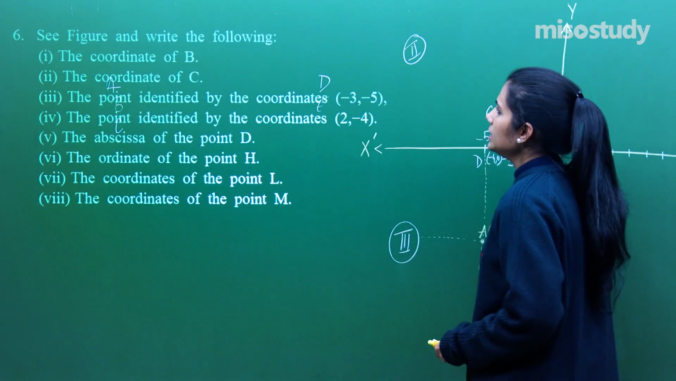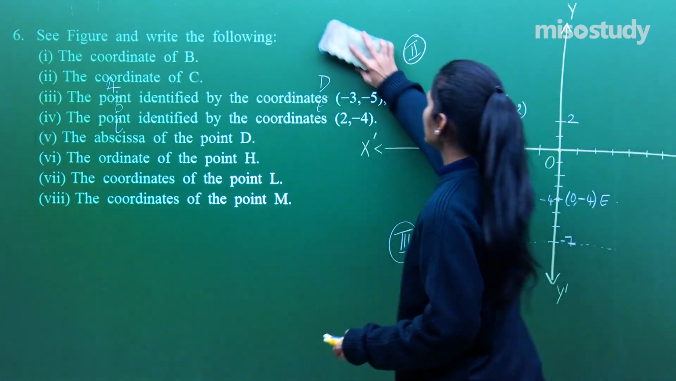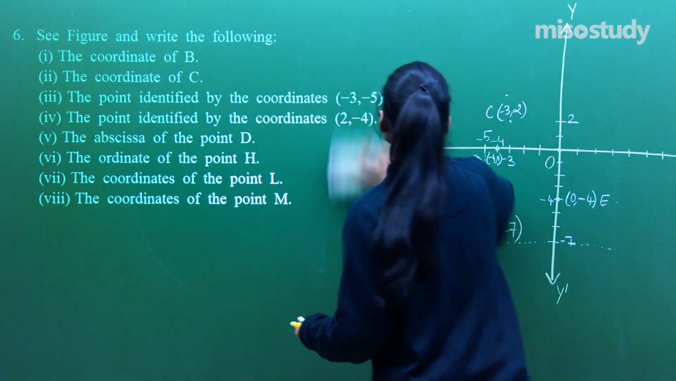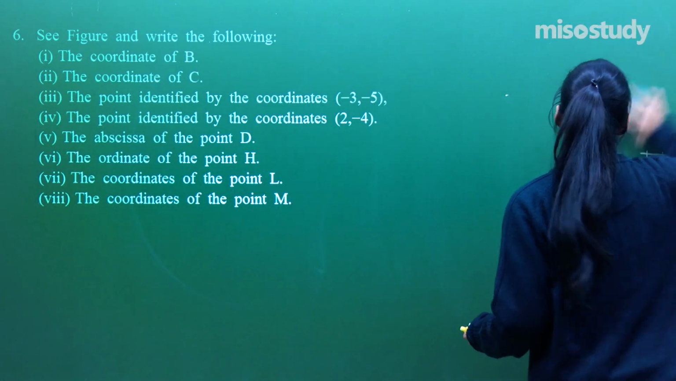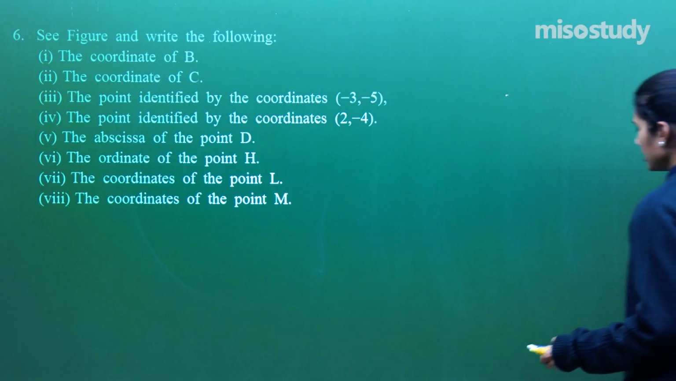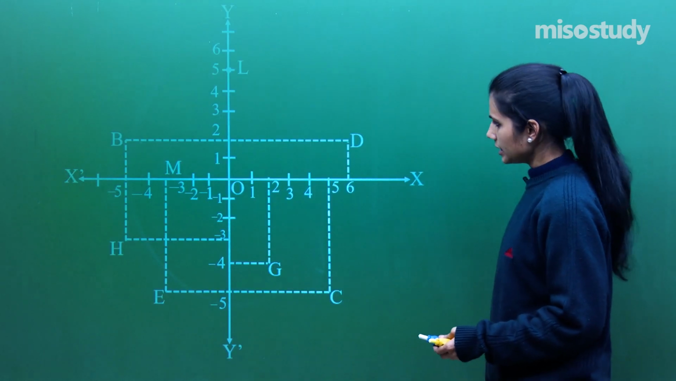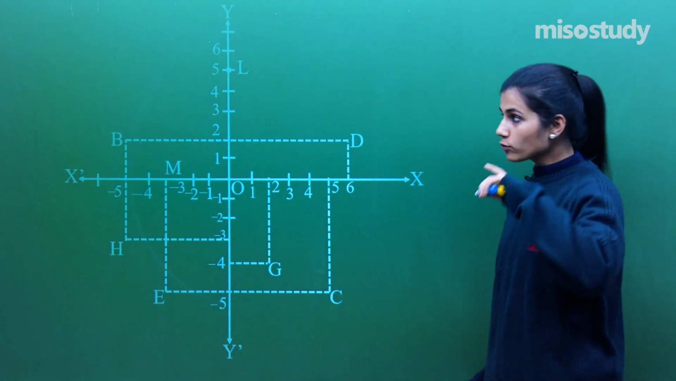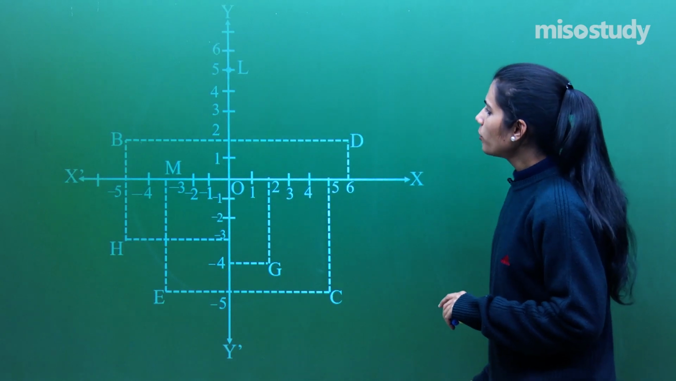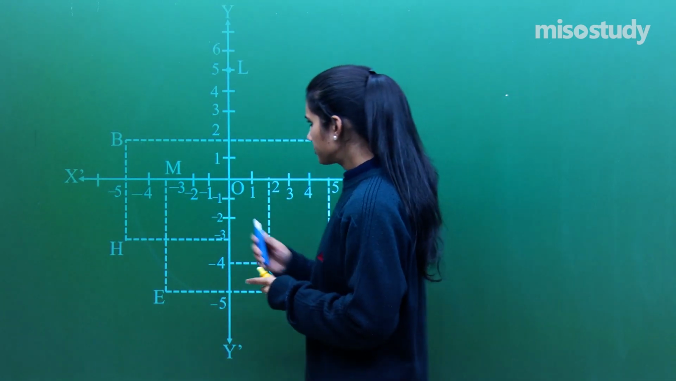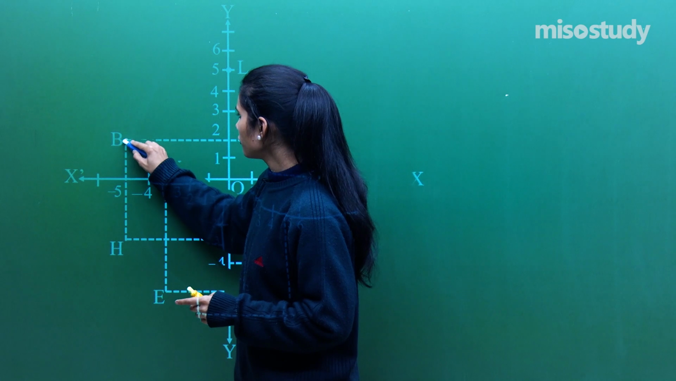It says, see the figure and write the following. Let's see what figure it is talking about. We have to look at the figure and accordingly answer the query. Based upon this figure, we have to answer what are the coordinates of point B. Now see, how do you get the coordinates of point B?